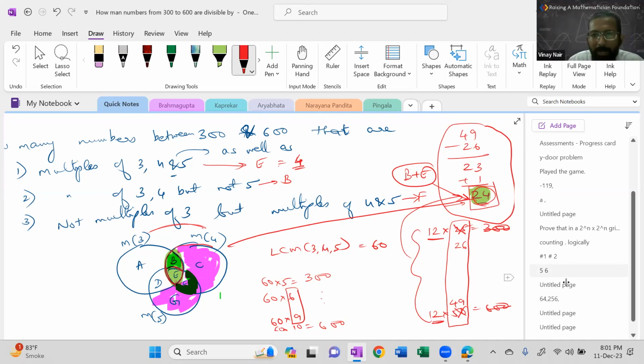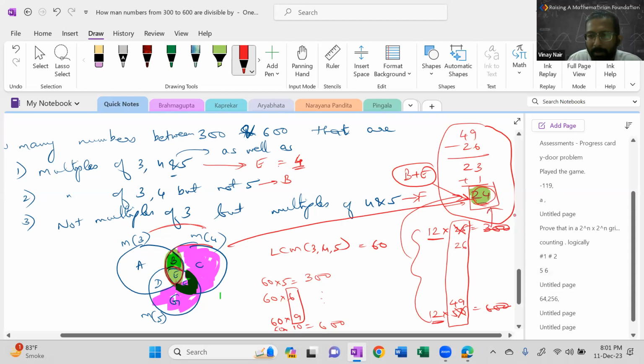Okay. Did you understand 24? You asked which group 24 is part of, right? So what did we do here? We started with multiples of 12 between 300 and 600. The smallest multiple of 12 will be 12 times 26, gives you 324. Largest multiple of 12 will be 12 times 49, which gives you 588. Sorry, not 324, 312.